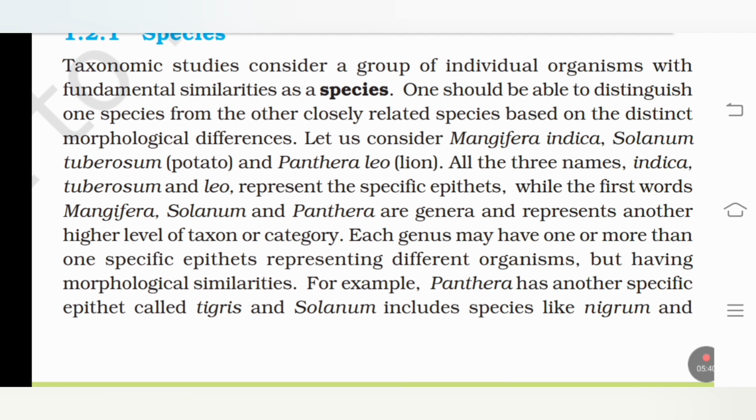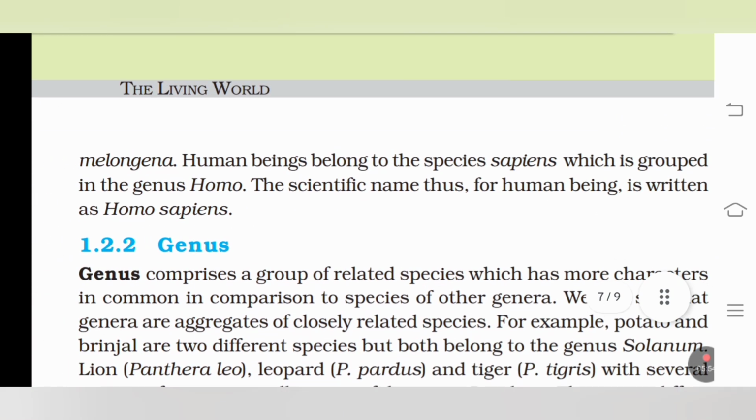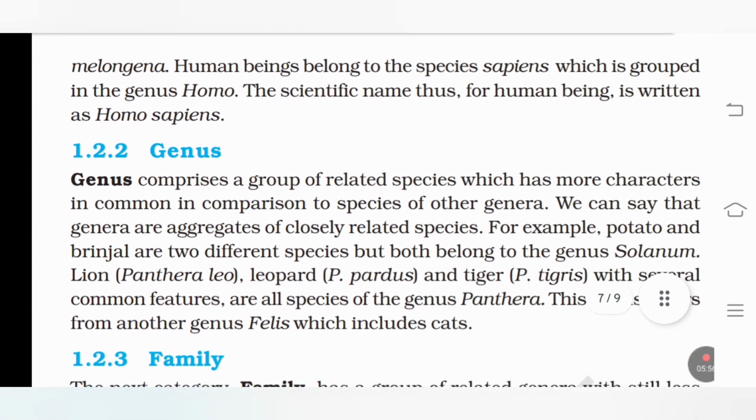Each genus may have one or more than one specific epithet representing different organisms but having a morphological similarity. For example, Panthera has another specific epithet called tigris, and Solanum includes species like nigrum and melongena. Human beings belong to the species sapiens, which is grouped into genus Homo. The scientific name of the human being is thus written Homo sapiens.